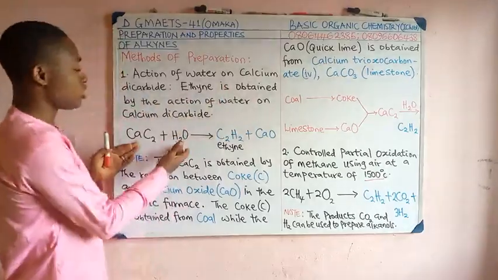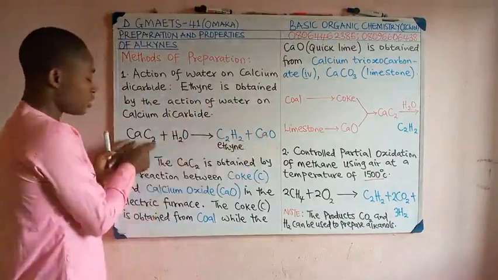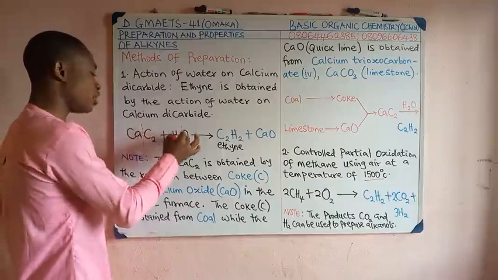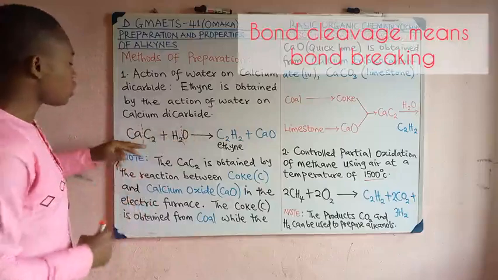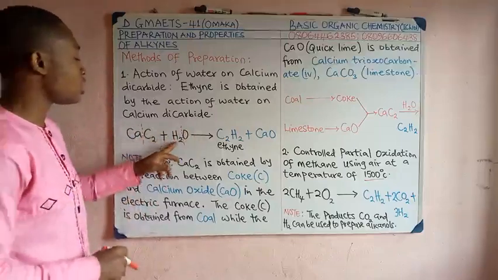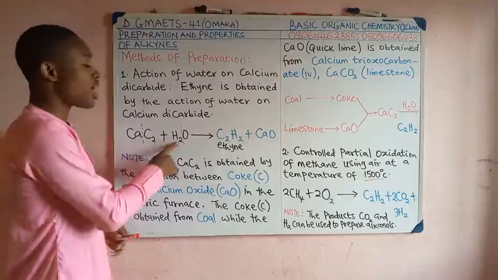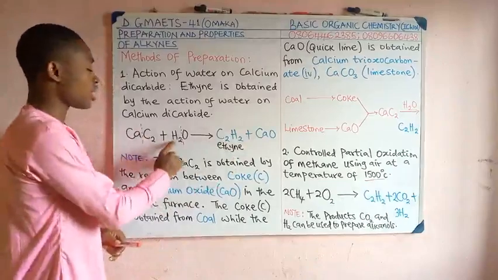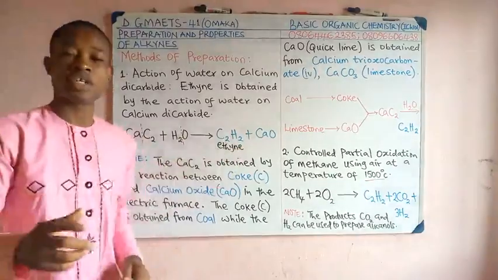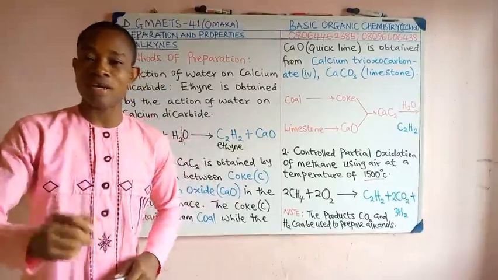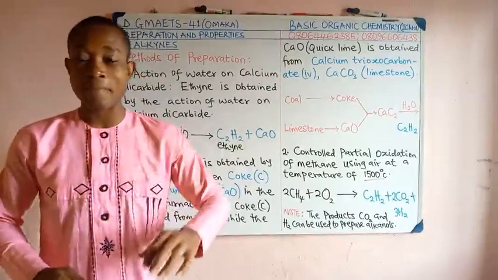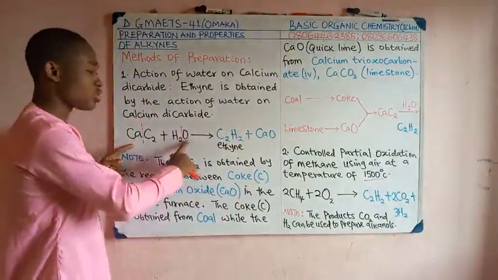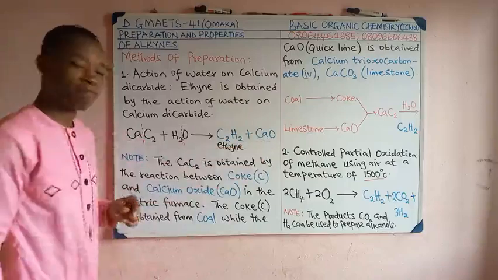The chemical reaction is as shown on the board here. This is calcium dicarbide reacting with water. During the process, there will be a bond cleavage or bond breakage at this point between calcium and carbon, and then between hydrogen and oxygen. This carbon will react with hydrogen to give us ethyne. Carbon reacts with this hydrogen, we get ethyne. Take note that ethyne is the first member of the alkyne family. There is nothing like methyne. Take note of that. Then this calcium would pick this oxygen to give us calcium oxide.